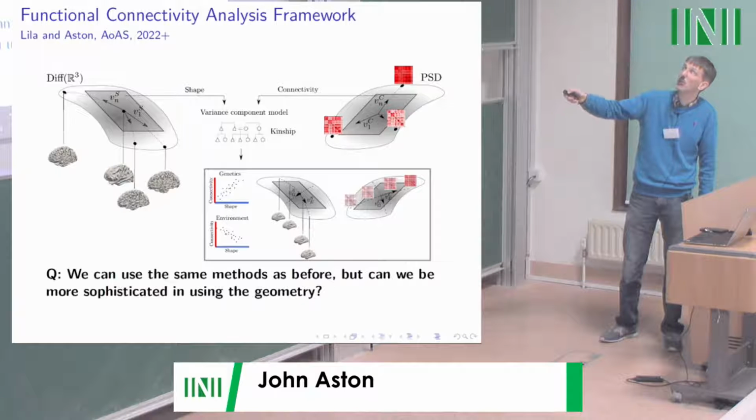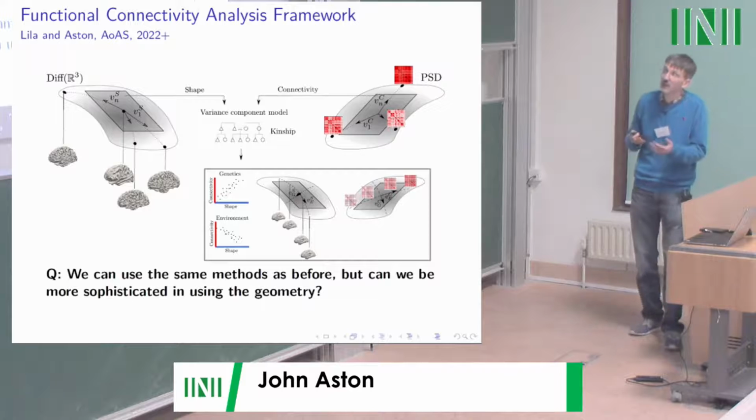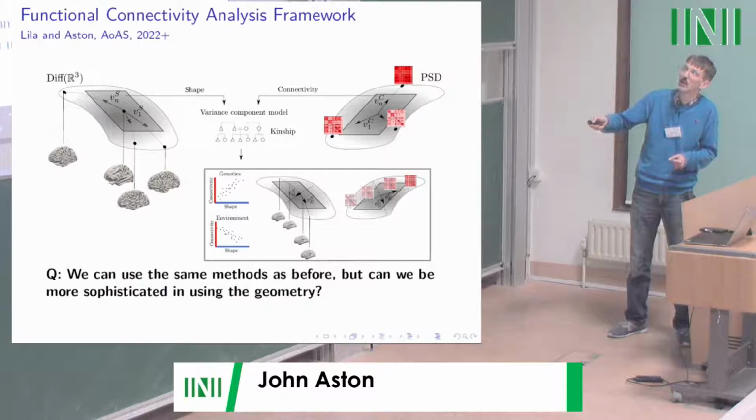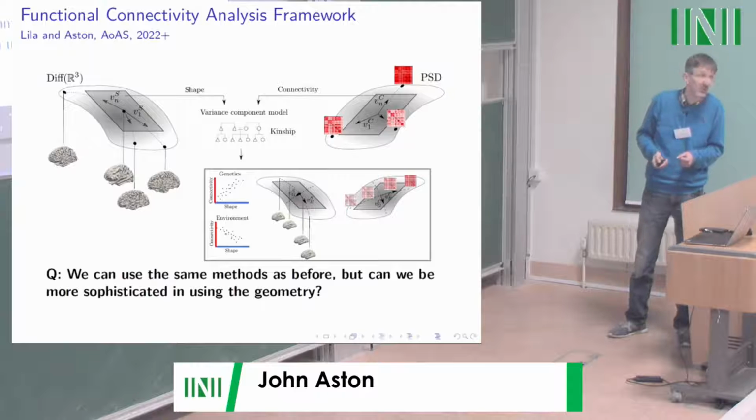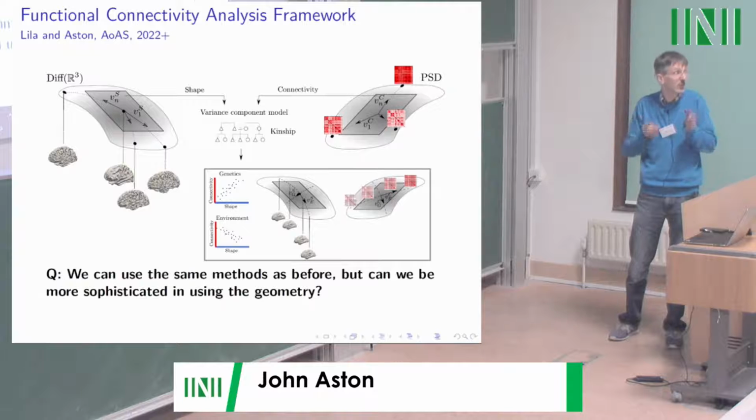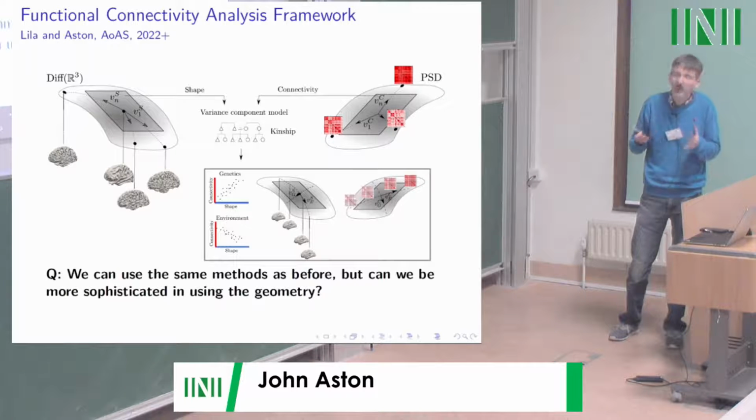I can do the same for my positive definite matrices, or my covariance, or my connectivity matrices, and I can now move around these and understand how I can put together all this information to allow me to understand the relationship between the shape of your brain and the connectivity of your brain. Now, we can use all the same methods that we've done before, exactly what we did for the single brain shape.